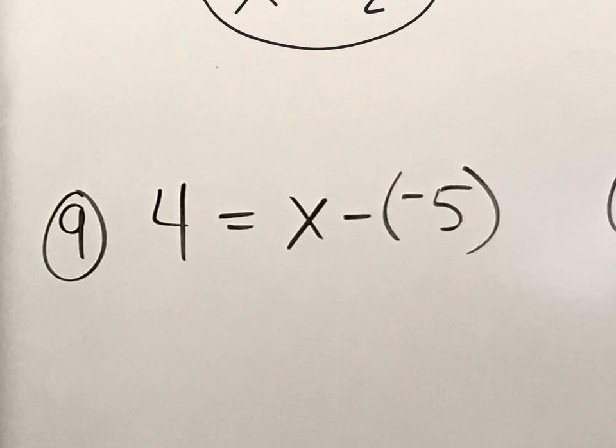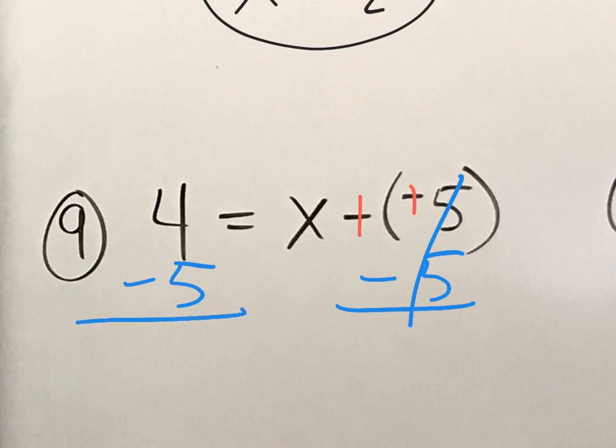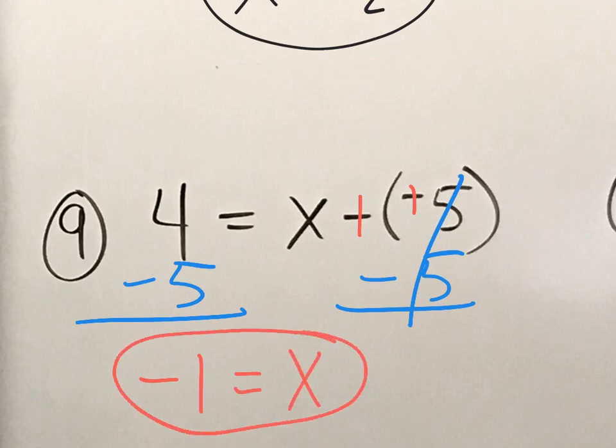Again, the minus minus changes to plus plus. And you want to get rid of the plus 5. You're going to go minus 5. That way it cancels out. What you do to one side, you do to the other. 4 take away 5 is -1. You have 4, you owe 5, you're still going to owe 1. The equal sign comes down, the x comes down. You could leave your answer like that, or you could switch it and say x equals -1. Either one of those is acceptable.